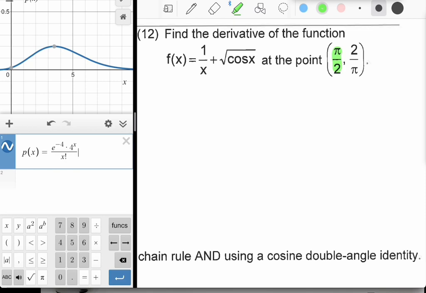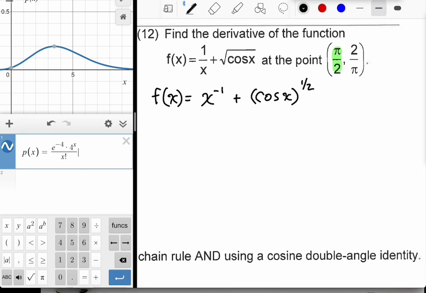All right, but finding the derivative, I'm going to write f prime. Well, actually, even before that, I'm going to rewrite the function in a friendlier form. 1 over x can be thought of as x to the negative first. And the square root of cosine can be thought of as cosine of x raised to the 1/2 power.